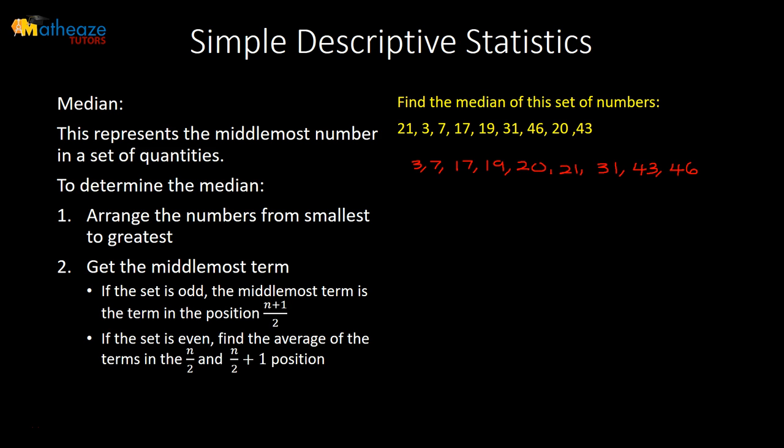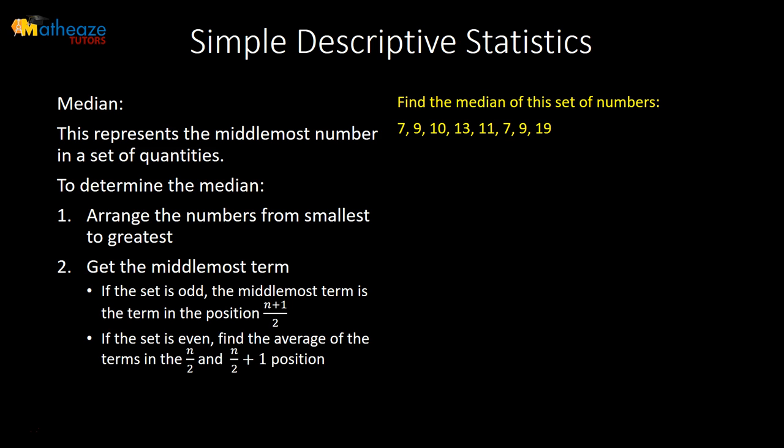So the next thing we're going to do is we have a distribution with 9 terms. So n plus 1 over 2 is going to give us 9 plus 1 over 2, which is 10 over 2, which is 5. So what this is saying is that the median of the distribution is going to be the fifth term from the left. So 1, 2, 3, 4, 5. So median is the fifth term, which is 20. So the median of this set of numbers is 20.